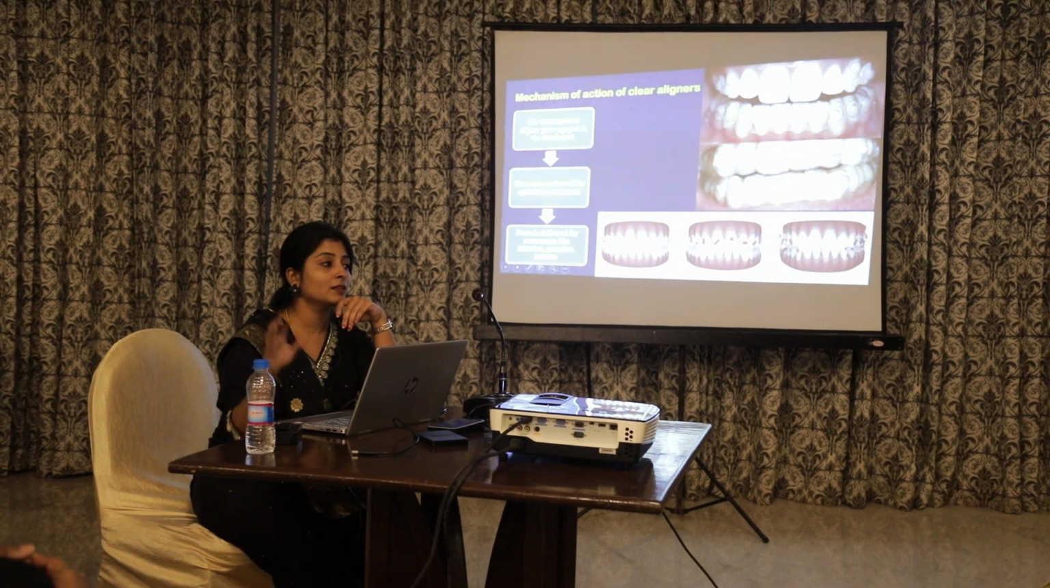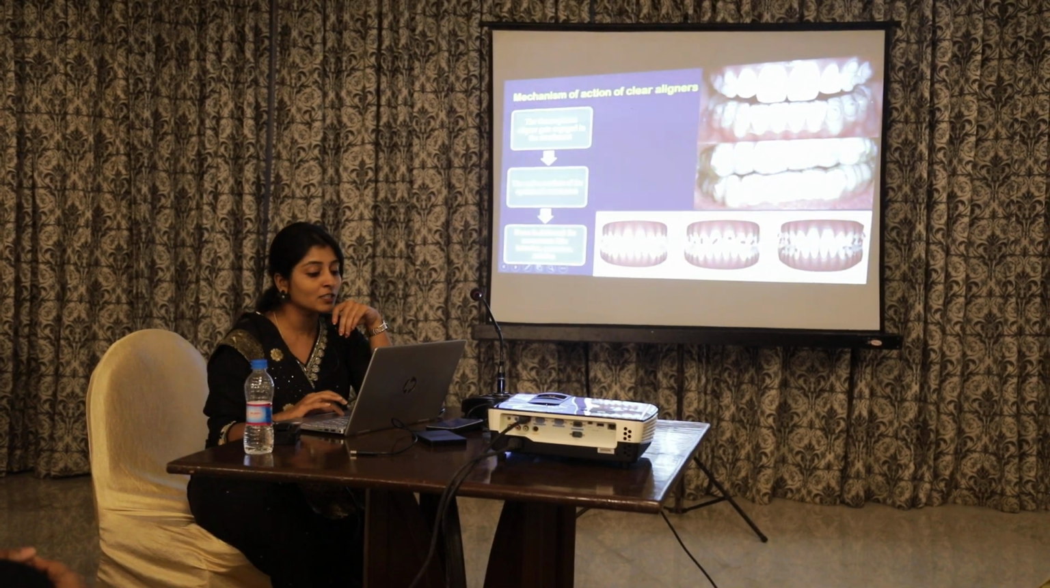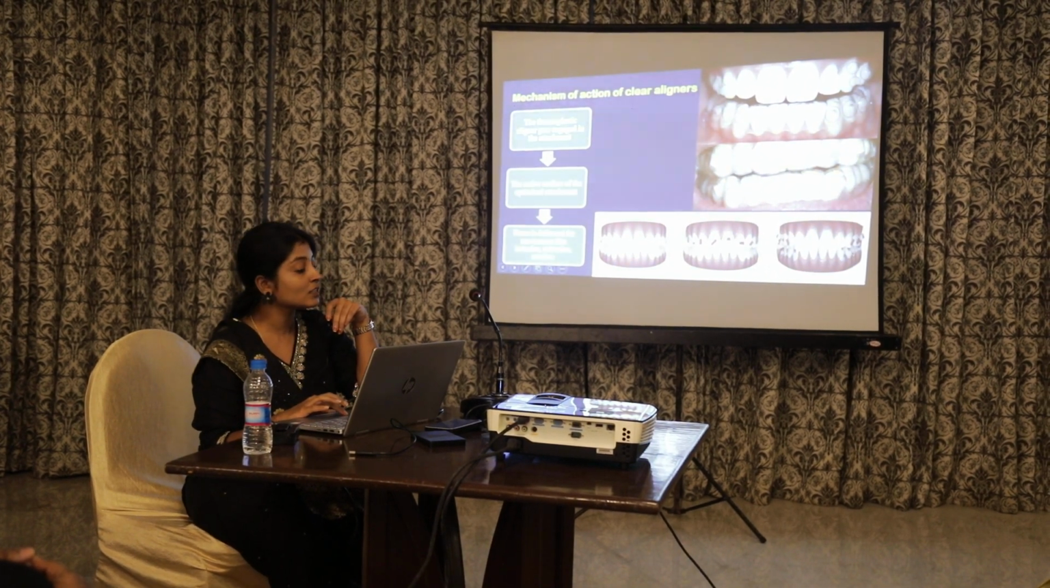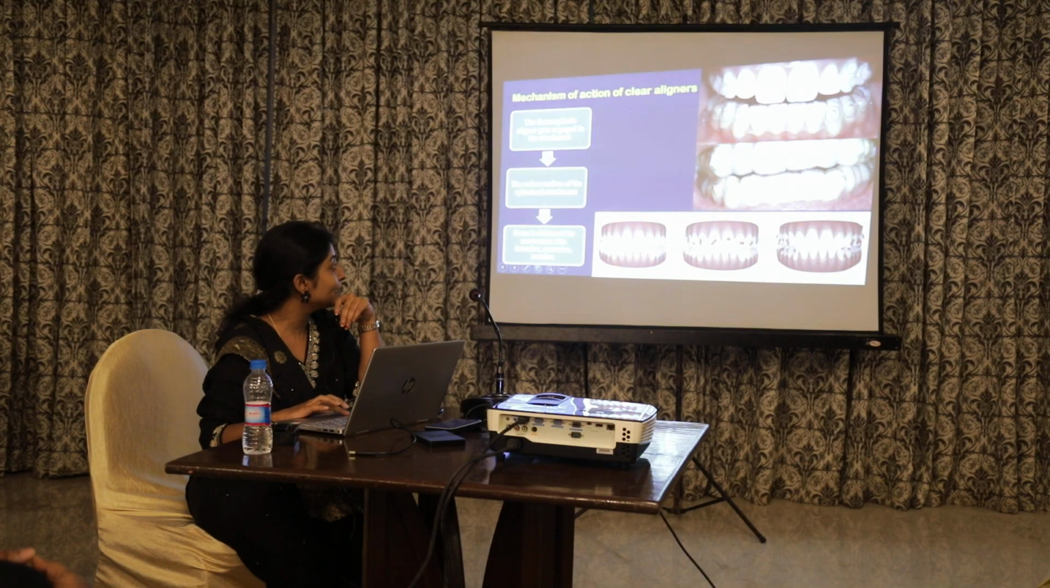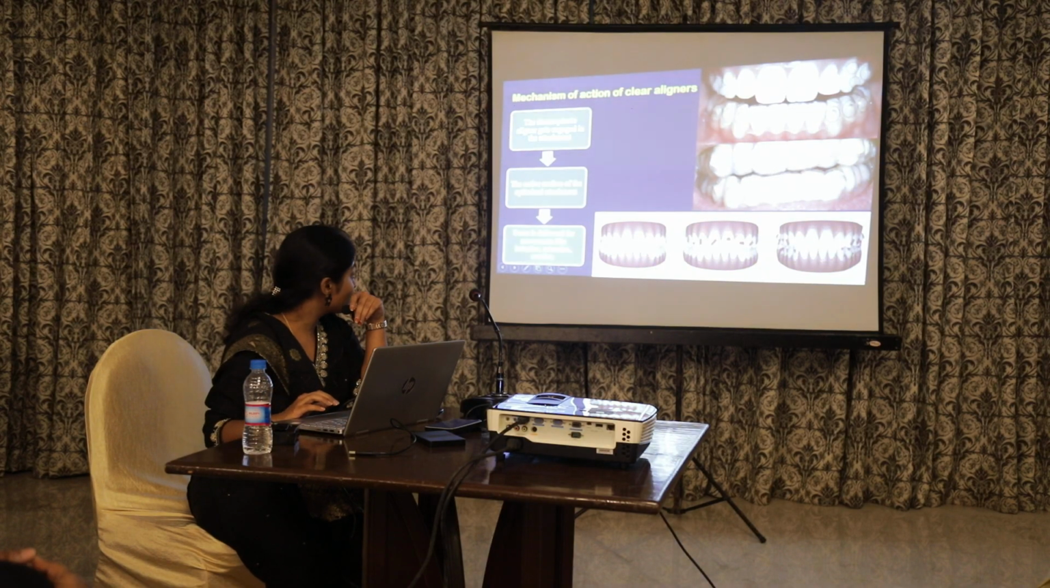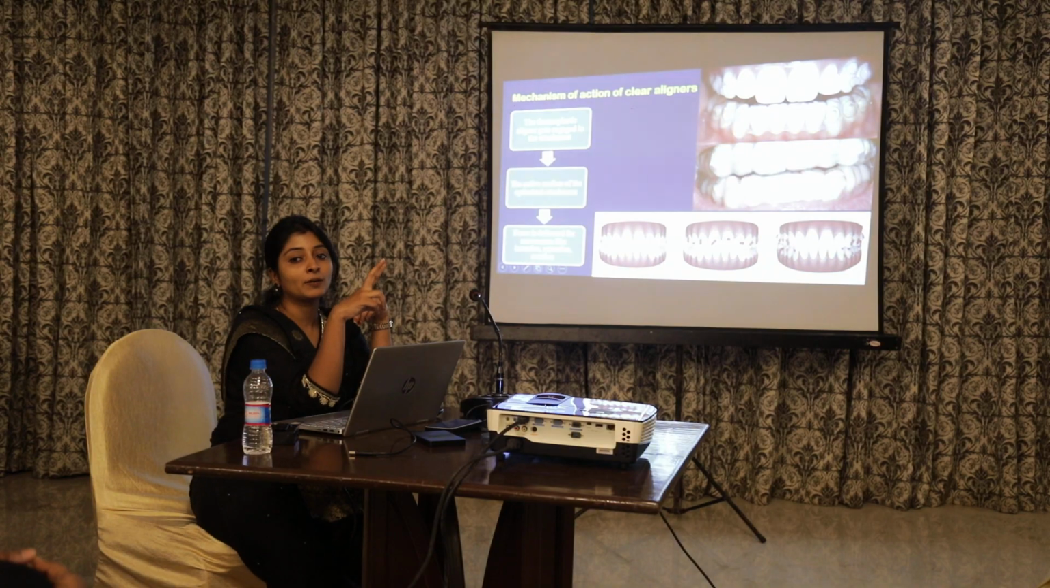Clear aligners work mainly because of the attachments. If we see in these images, the small little bumps on the aligner surface are the attachments. There are two kinds of attachments: optimized attachments and conventional attachments. Conventional attachments are standard passive attachments. They don't cause any kind of tooth movement, but are used for the purpose of retention.